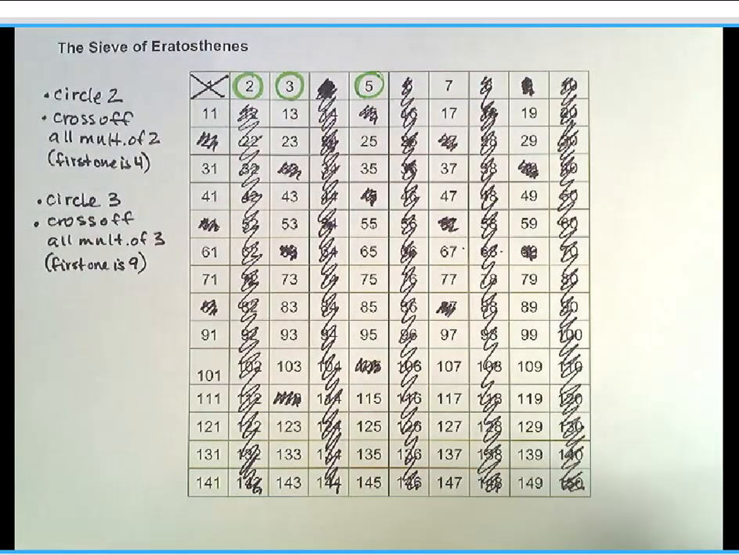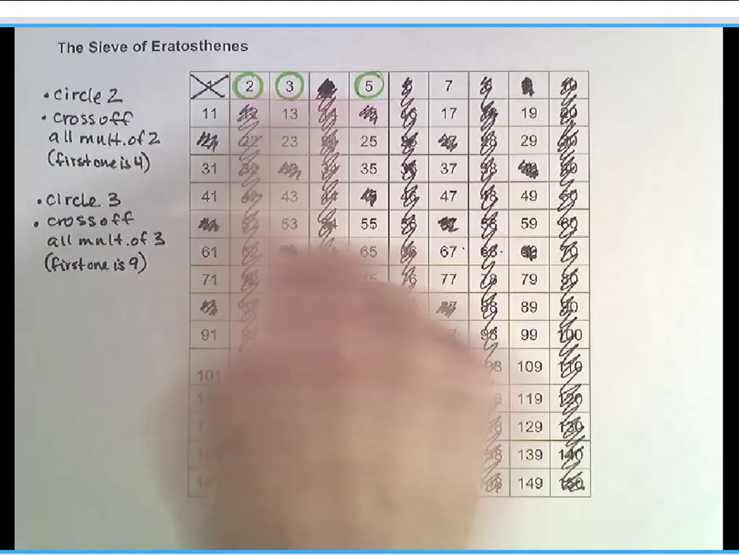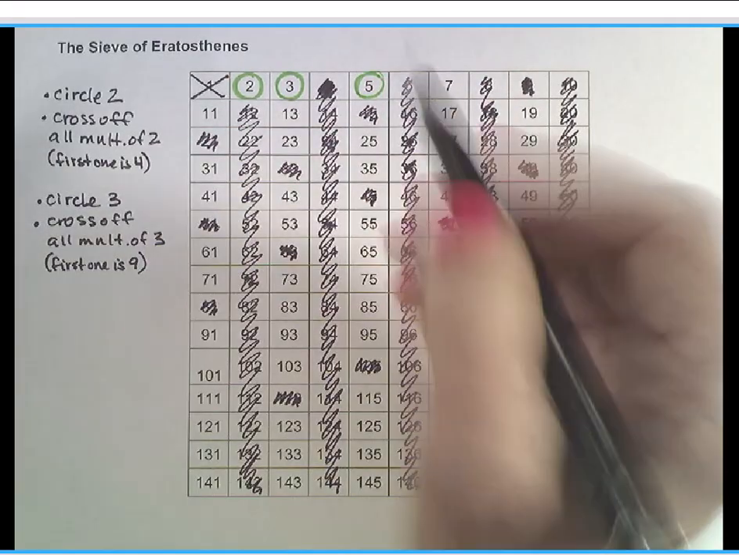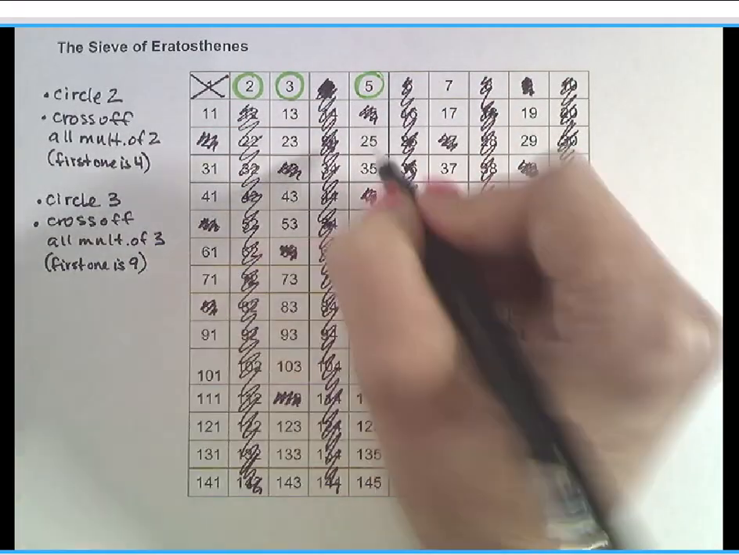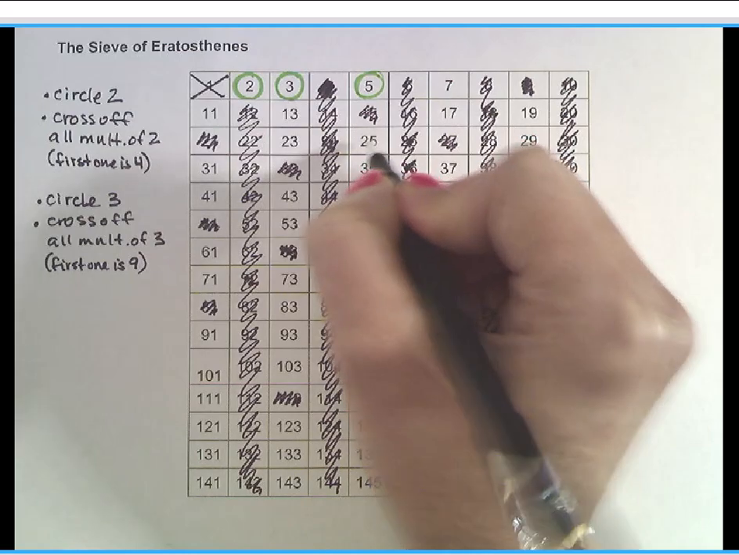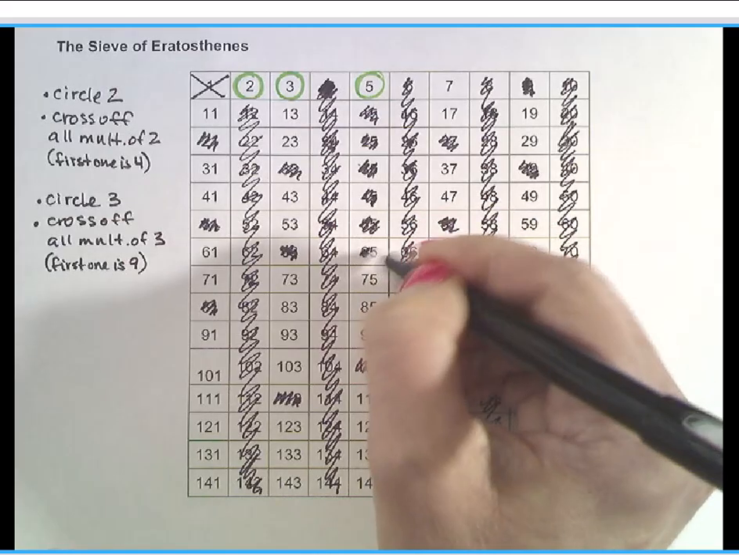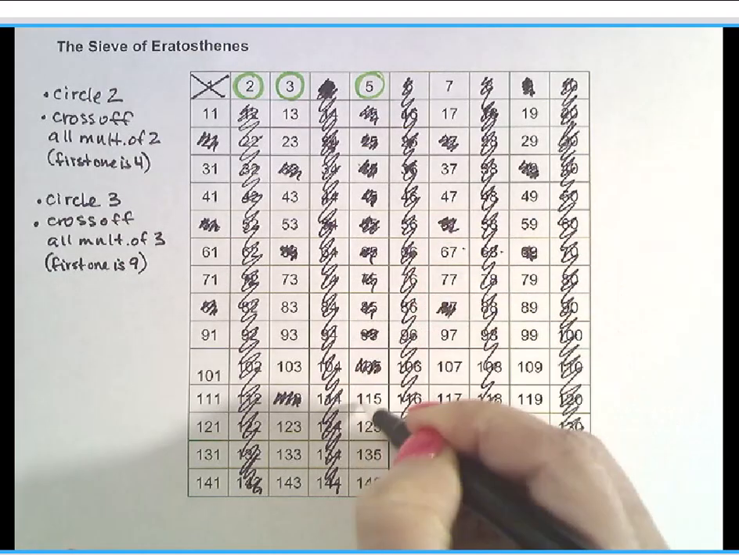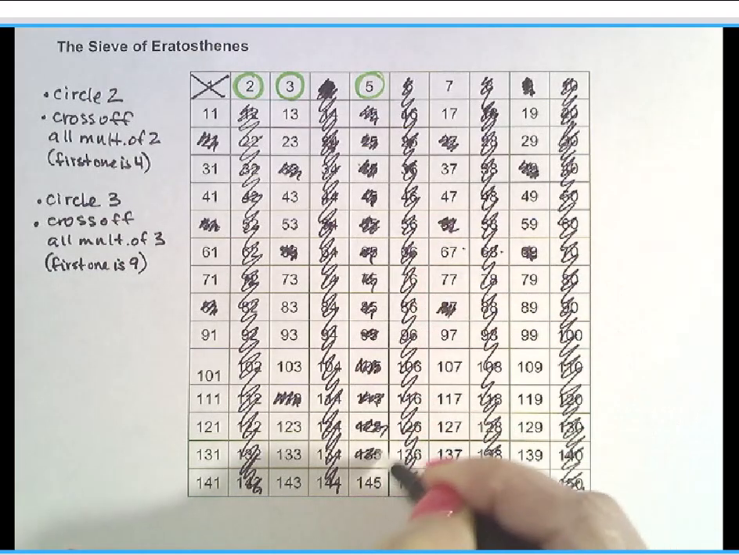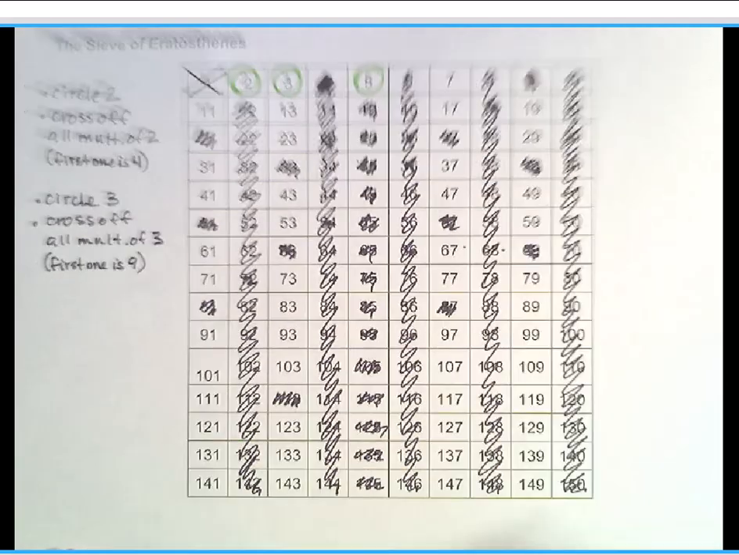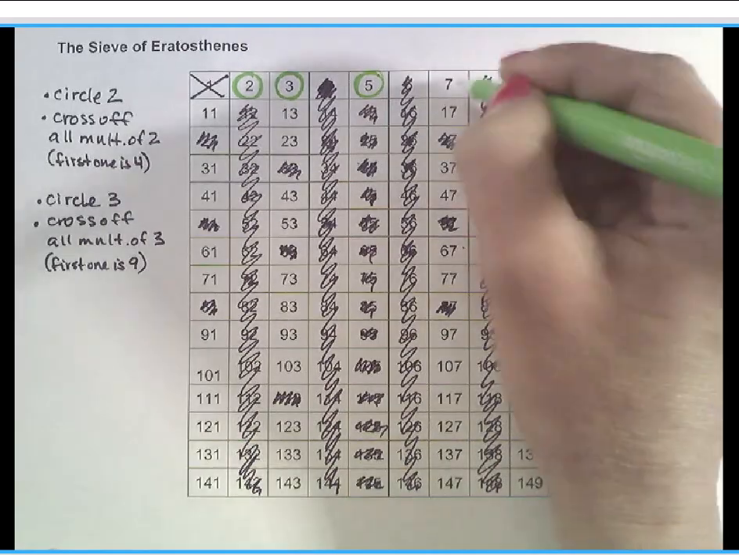As we go to cross off all the multiples of 5, the first one we come to is 25. Okay, and that's important that we know that first one we come to is 25. If you want to cross off all of the multiples of 5, right, it's all the stuff that ends in a 5 or ends in a 0. Okay, and then we would go to 7.